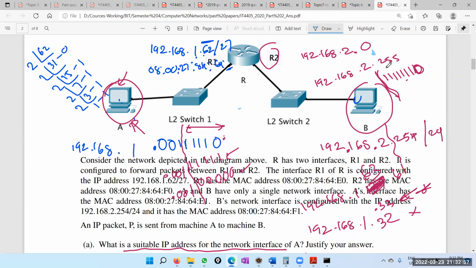And also they have already used 254. So 255 we can't use because that is a broadcast ID when all are 1. 254 is already given. So therefore the biggest number next available is 253. So therefore the range is 1 to 253, because 254 is already assigned to a machine. So therefore the answer is 192.168.2.1 to 192.168.2.253.